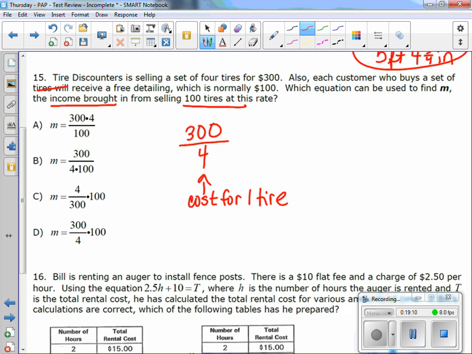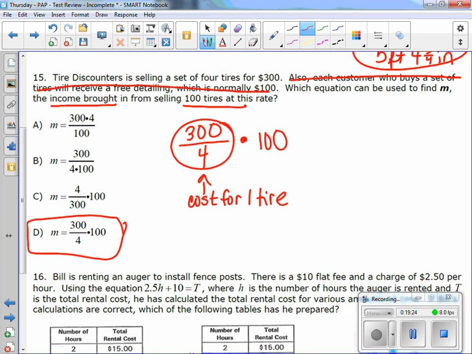Now, this free detailing they're talking about, it's free. So they're not getting any money for that. So it's actually extra information. So then we need to take this rate per tire and multiply it by the tires we are buying. So this would be the most appropriate answer.